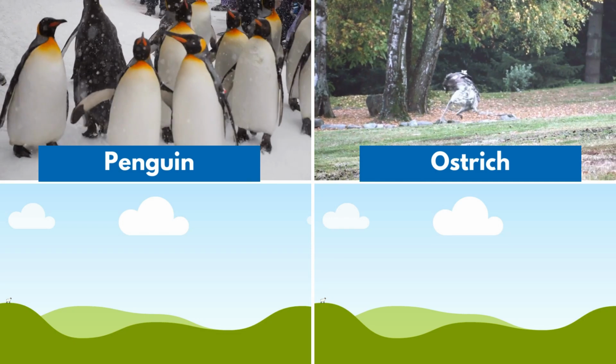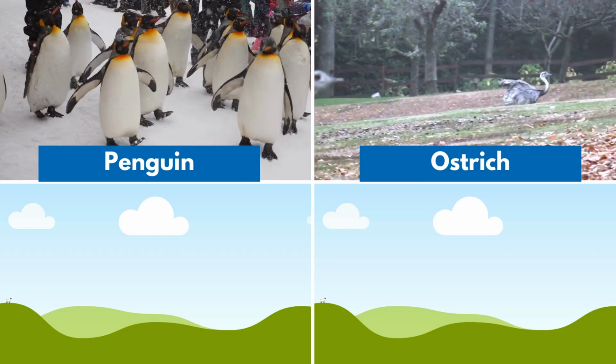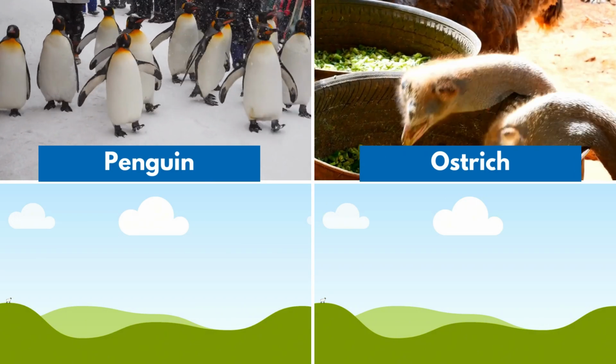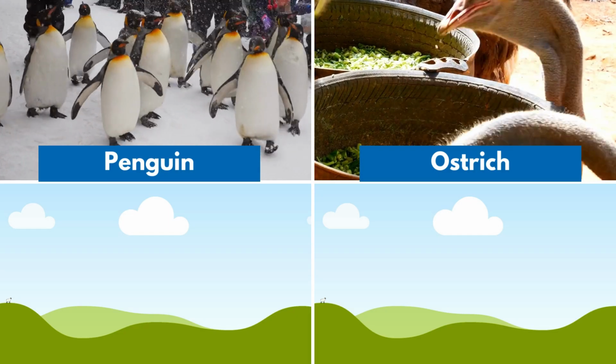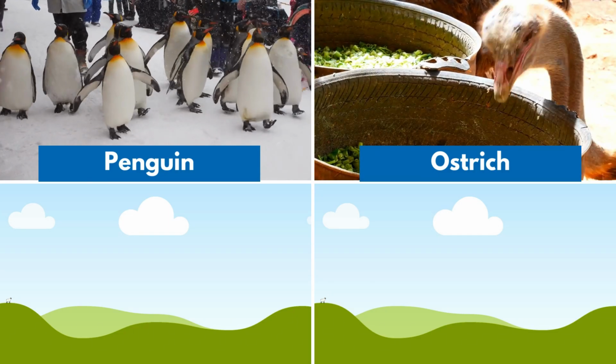The second animal that has wings but can't fly is the ostrich. Ostriches are the largest and heaviest birds, and their massive size makes flight impossible. Their wings are small relative to their body size. Instead, ostriches have evolved to be excellent runners, using their strong legs to escape predators.